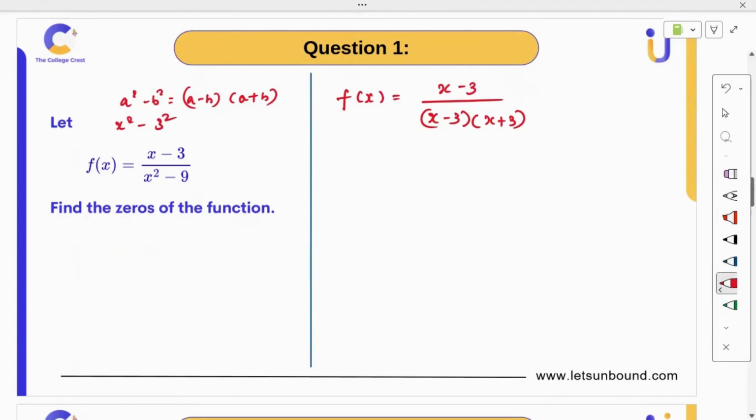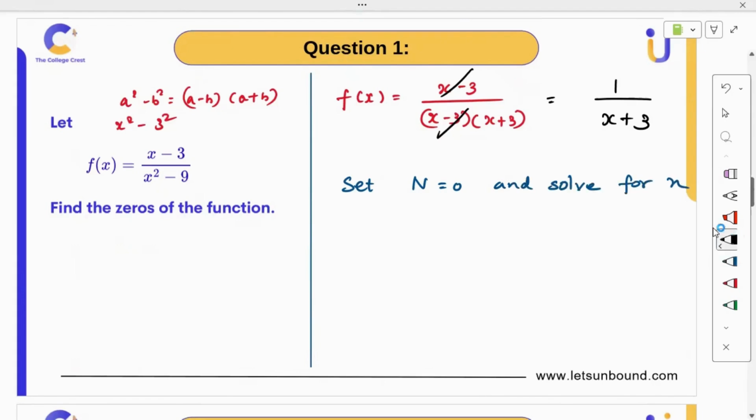That's it. Now cancel out the common factors. x minus 3 is common. And the simplified version is 1 by x plus 3. Now set your numerator to 0 and solve for x. What is my numerator? 1. 1 equals 0? No, 1 is not equal to 0. So this says there are no zeros for this function. It never crosses the x-axis.